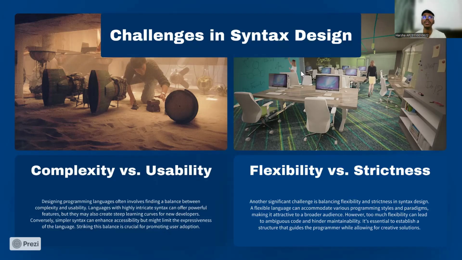For example, Java has strict typing. Python has flexible typing. So good language design balances these trade-offs.